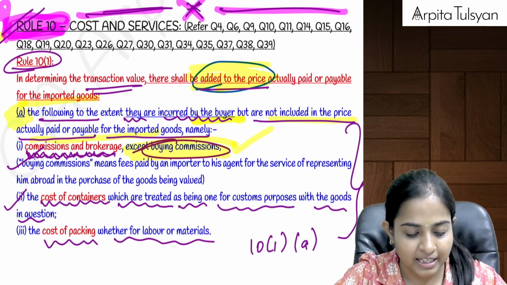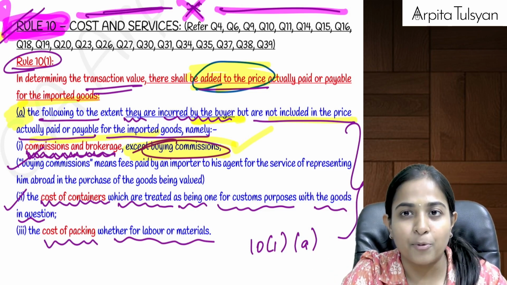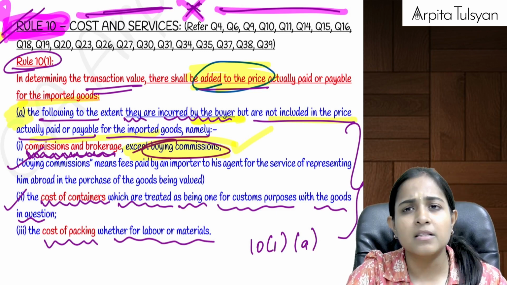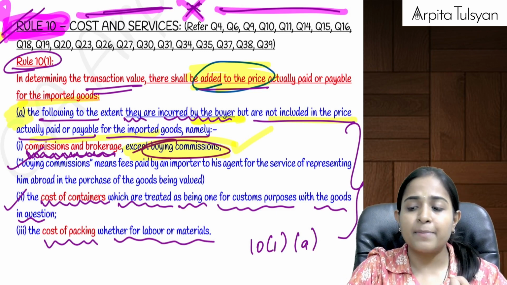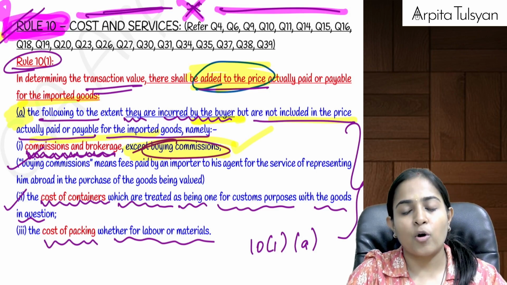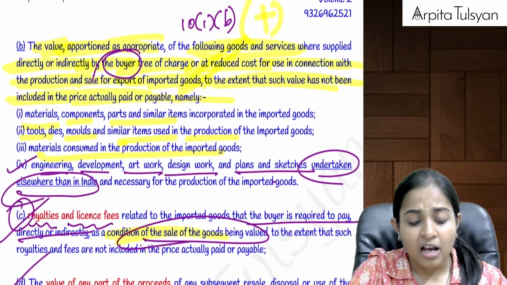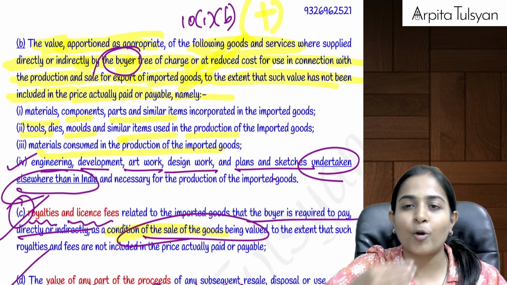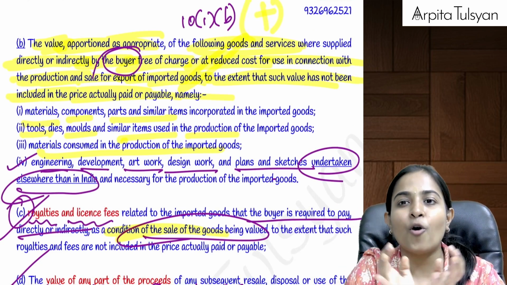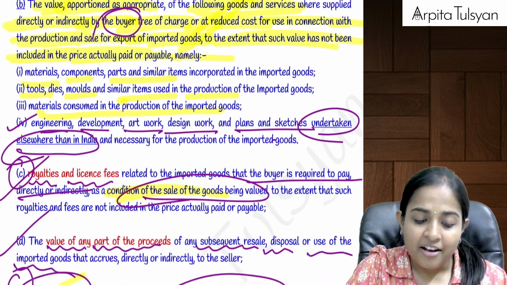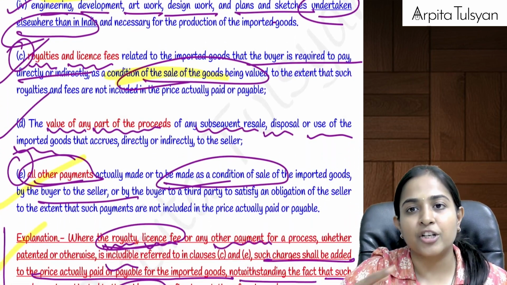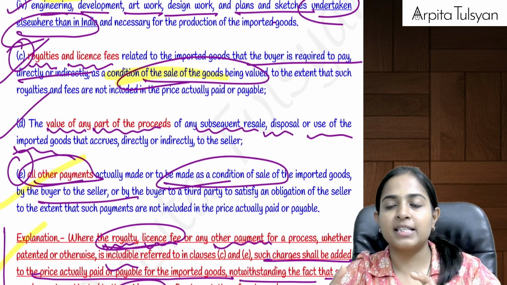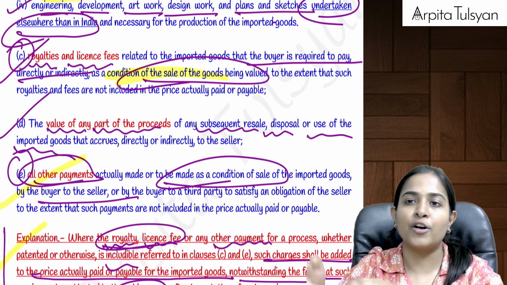just like your GST concept. So all the types of commission and brokerages except for buying commission, all the types of royalties, license fee, all the types of cost of containers, cost of packing, etc. All these things, or if anything has been provided by the buyer free of cost or at concession price, then the value of that thing has to be added in the value. Or let's say there is a condition that the seller has told that after you have received the goods in your country, after that you have to give me something.